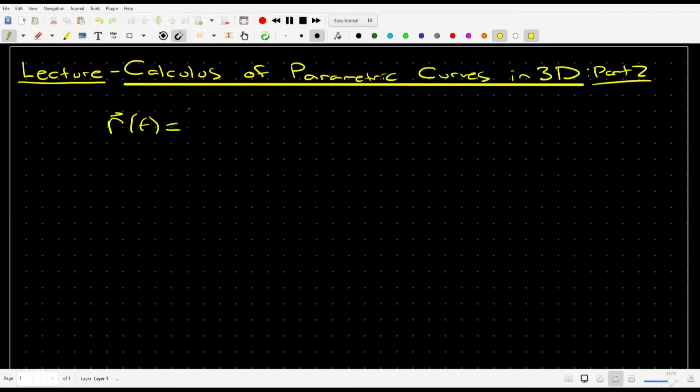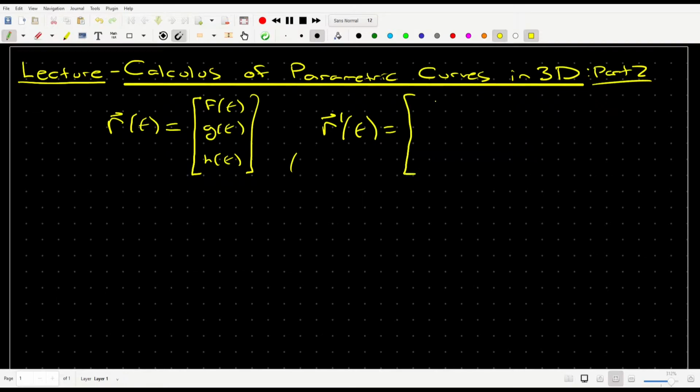r of t, which is some function f of t, g of t, and h of t, the derivative of this parametric curve ended up being expressible as a new vector, which is just the derivative of each one of the components. This is also sometimes called the velocity vector, but if the parameter t is not time, it doesn't necessarily equate to an actual physical velocity. This only happens if t is the time parameter.